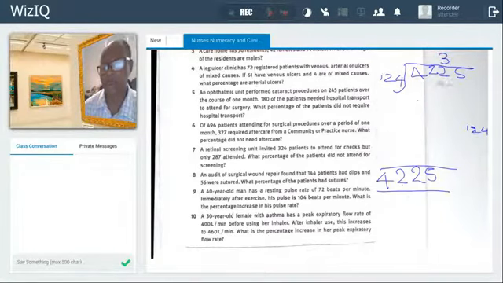3 times 4 is 12. 3 times 2 is 6. 6 plus 1 is 7. 3 times 1 is 3. So I have 372. If I subtract this, 2 take away 2 is 0. 2 take away 7 is not possible. So I'm going to borrow 1 from here. I'm left with 3. That one becomes 12. 12 take away 7 is going to be 5. Okay, I'm going to drop 5.